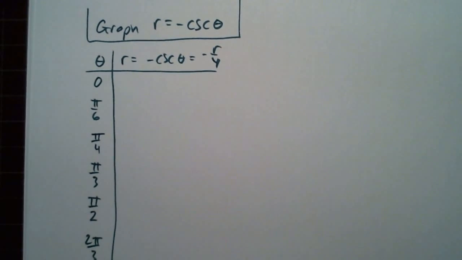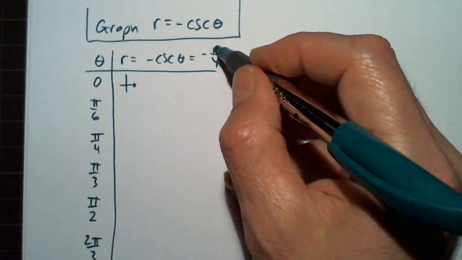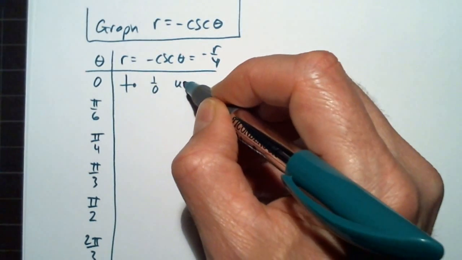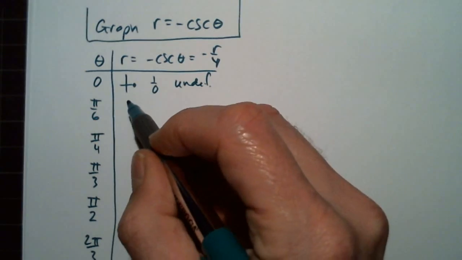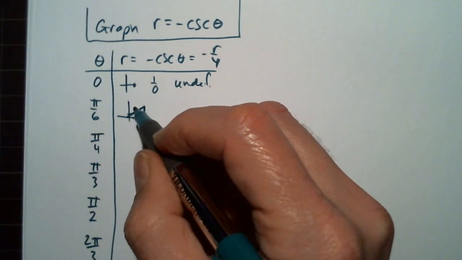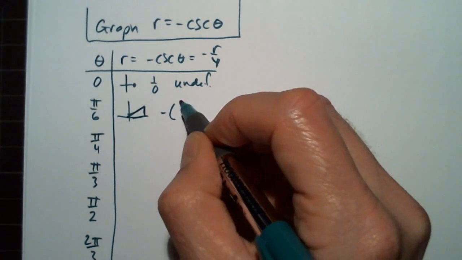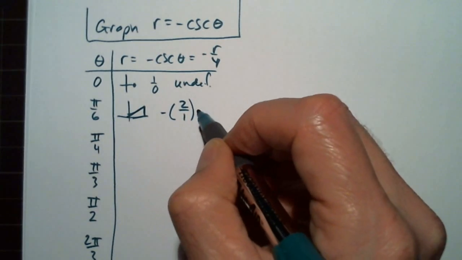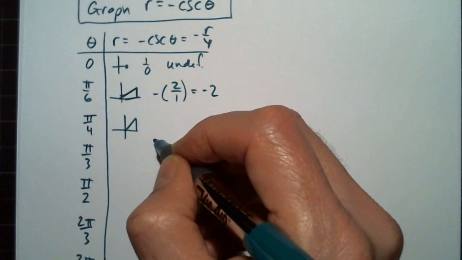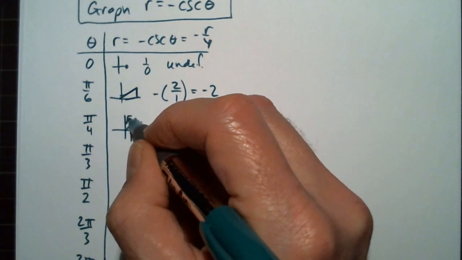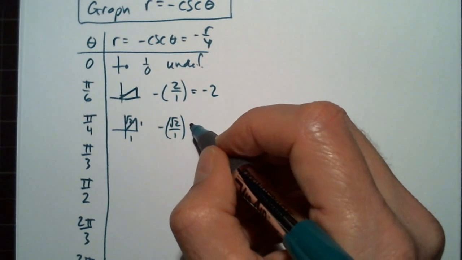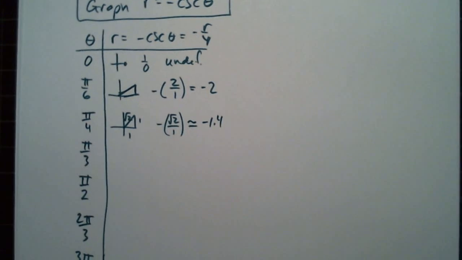Alright, so at 0, we want the y value, and that is 0. So we're going to have 1 over 0, undefined. At pi over 6, we need the r of 2, radius is 2, and the y value is 1. So we get negative 2. Pi over 4, the r is radical 2 and the y is 1. So we get approximately negative 1.4.